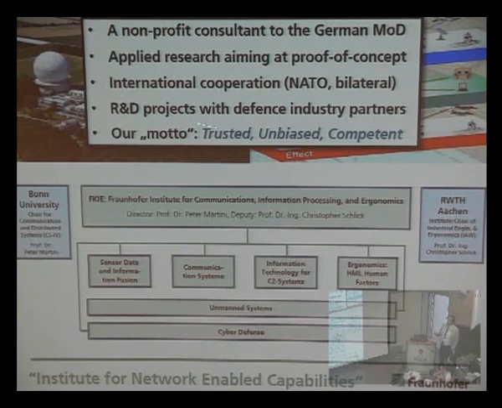Very important for us is international cooperation within NATO or bilateral. This is an important thing, and I'm very open to start any bilateral cooperation with Turkey as well. Actually, I'm already cooperating with the Turkish border control people. We do have research and development projects with defense industry partners, and our motto is the same motto as the motto of NATO RTO, the sponsor of this event: trusted, unbiased, and competent.